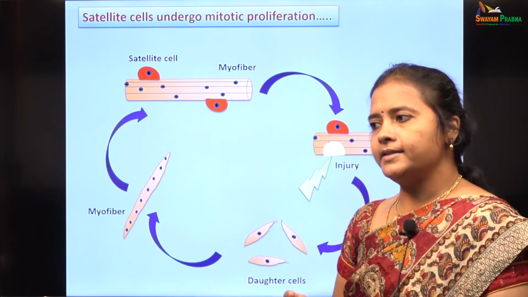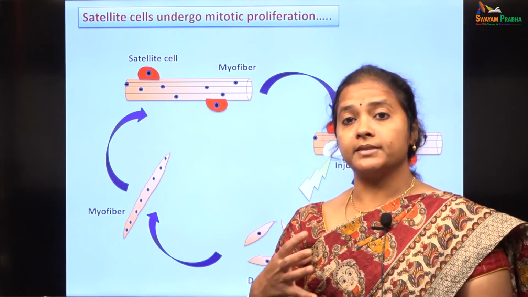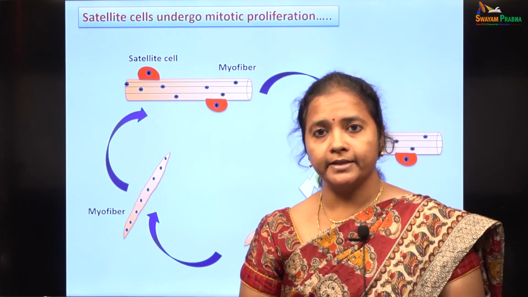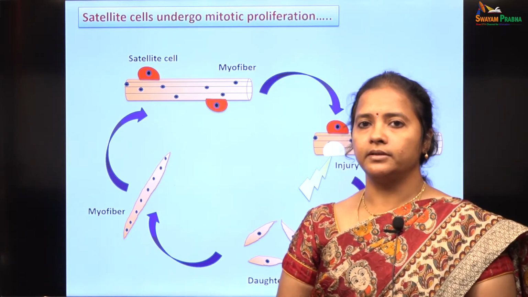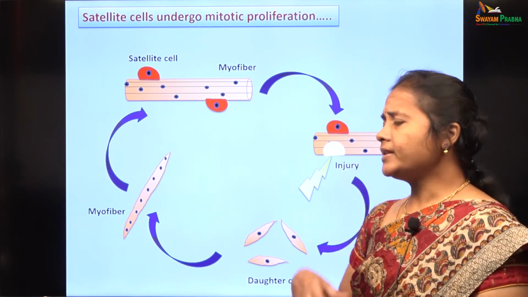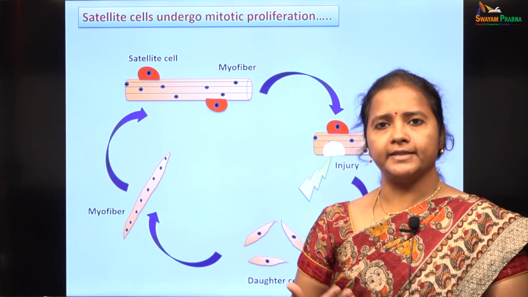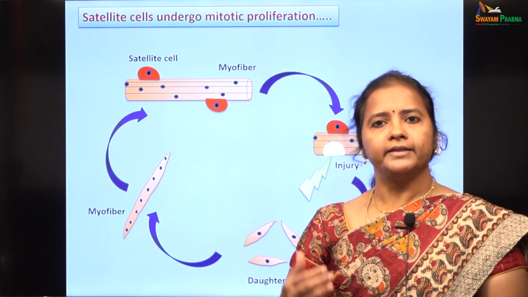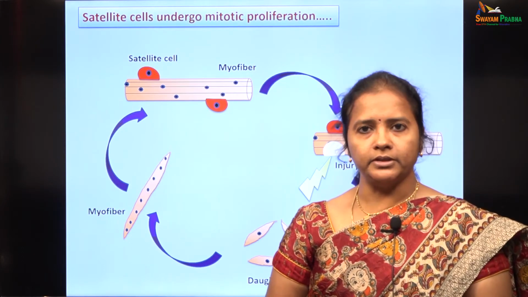So, the satellite cells can repair the muscle tissue only to a certain extent. If the muscle tissue is severely damaged, then the number of satellite cells present will not be enough to repair the entire loss of muscle tissue. In those cases the degenerated muscle tissue will turn into scar tissue, and of course, there will be a limited extent of function or mobility of the cell.